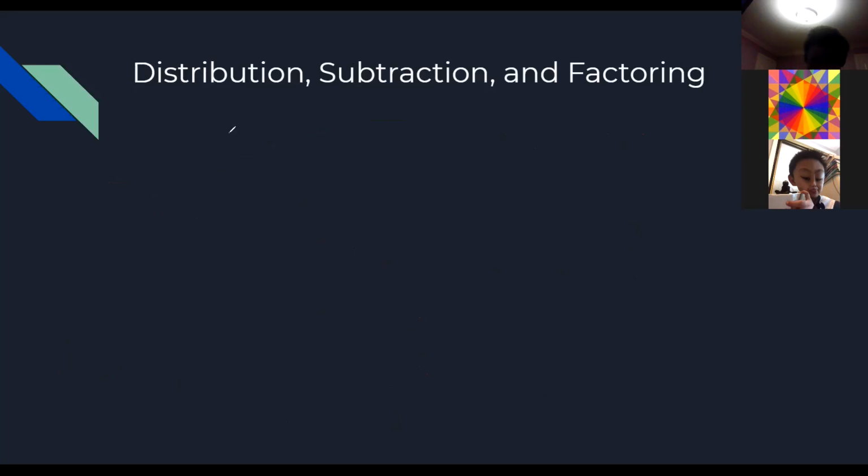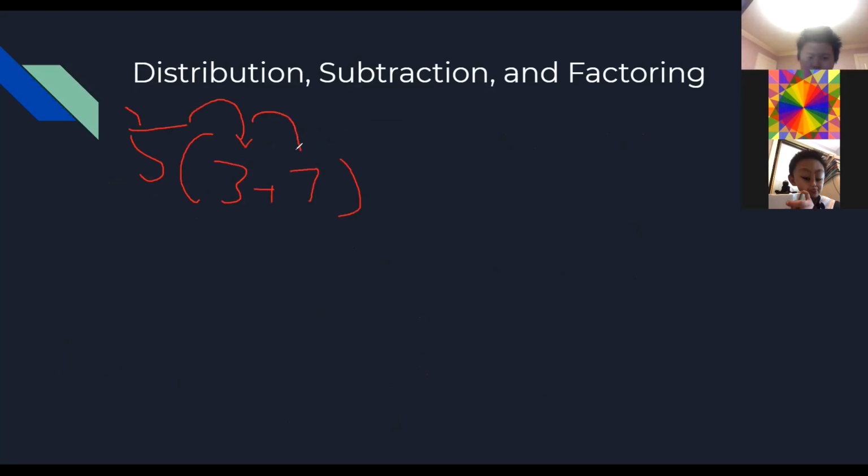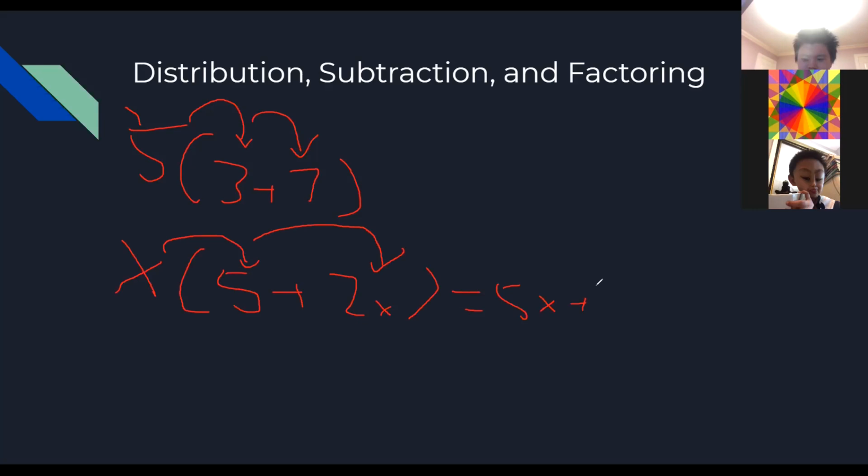So before, last class, we knew that 5 times the sum of 3 plus 7 means that 5 gets multiplied into 3 and into 7. So similarly, if we had x times 5 plus 2x, x gets multiplied into 5 and into 2x, which creates 5x plus 2x squared.